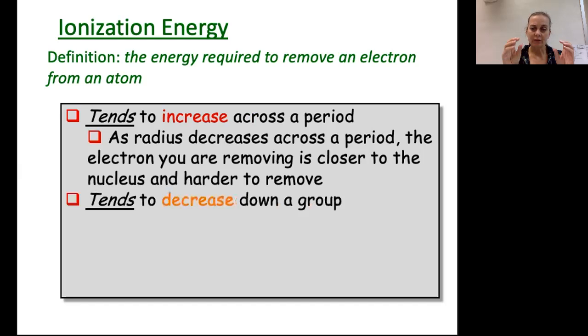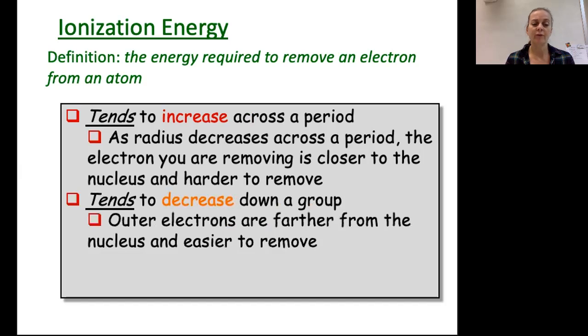As we go down a group, so now we're going down within one column, it's going to decrease because those electrons are farther away from the nucleus, so they're easier to remove. This is just like when we hold two magnets close together, we can feel a strong attraction between them. But when we hold them farther apart, we really don't see much of an attraction between them at all. And that's the same principle that we're applying here. Those electrons that are farther away from the nucleus have a weaker attraction to the nucleus and are therefore easier to remove.